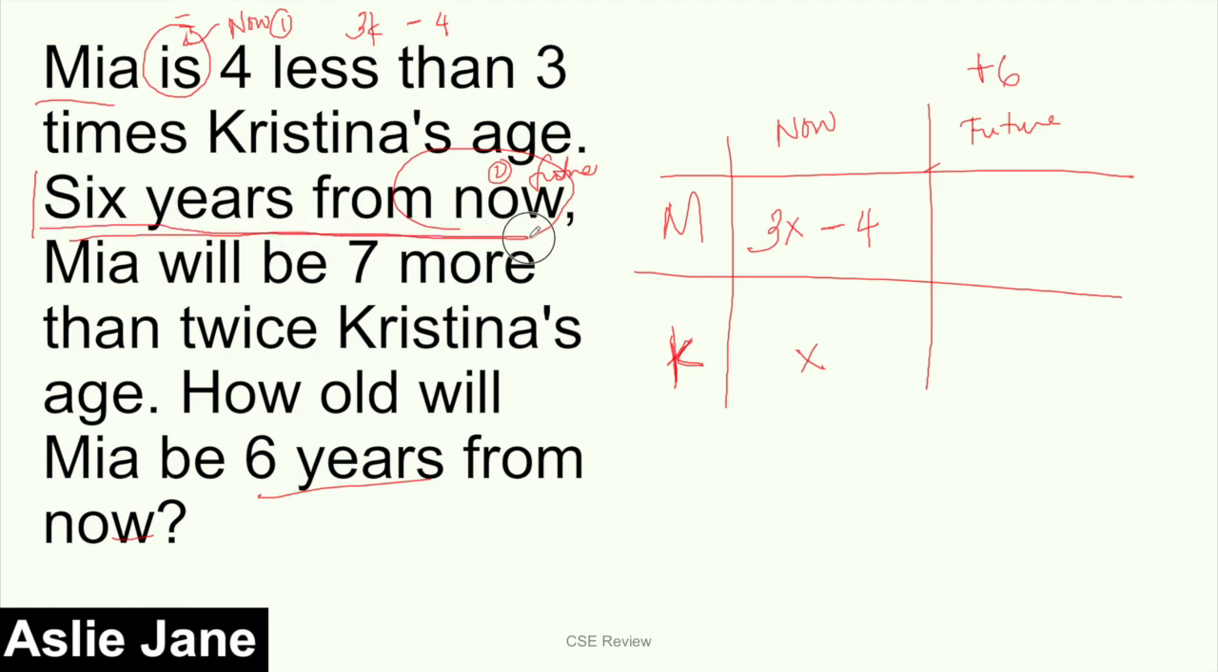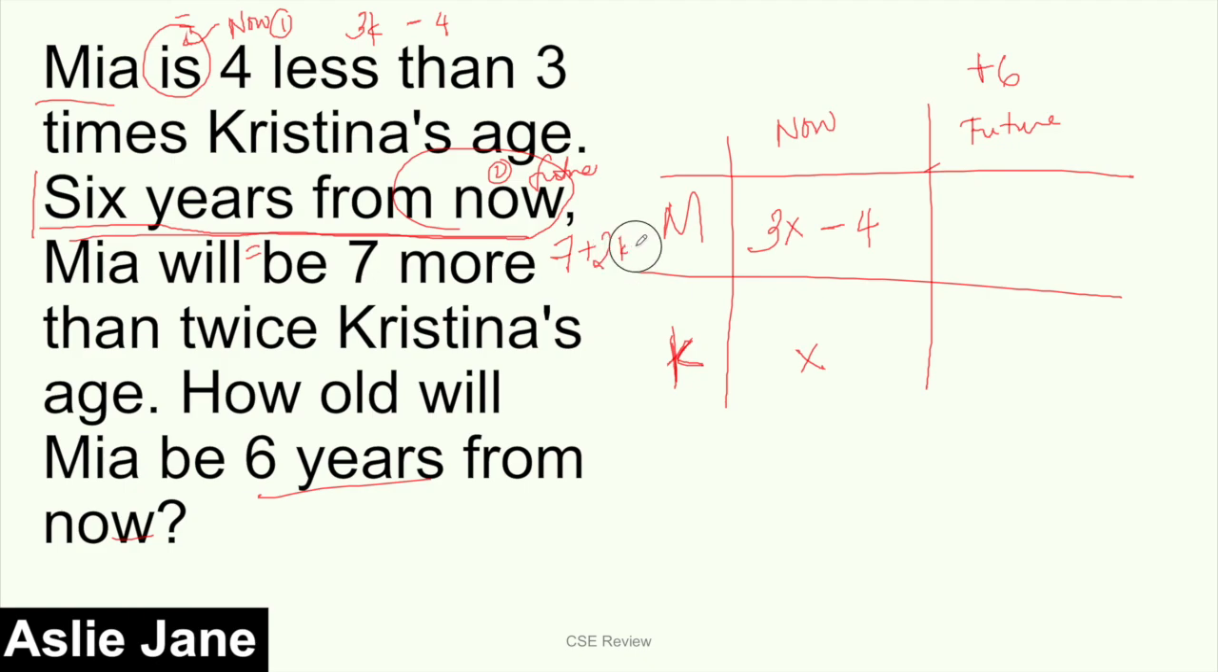Dahil ito yung modifier niya, 6 years from now. Ibig sabihin, every part na kasunod niyan ay 6 years from now. So, yung edad ni Mia, 6 years from now, equals, or will be, 7 more, which is 7, plus twice Christina's age. Okay?